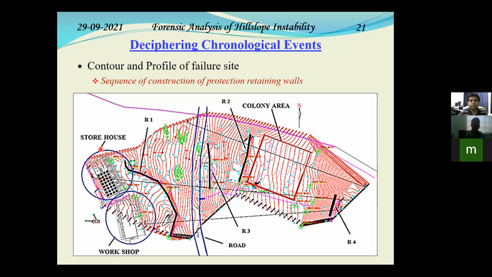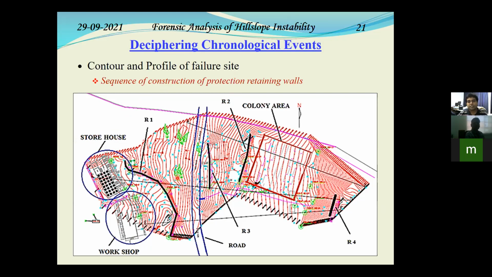So from this contour plan and with further discussion, we tried to figure out what is the chronological event that took place. So the storehouse and workshop was constructed first, and this workshop and this 24 housing colony area was also constructed over the due time. People noticed that there is movement of the soil mass downhill from the storehouse. Now, to prevent any further movement or damage in the downhill side, this big retaining wall R1 was constructed, covering all the entire width of these structures.